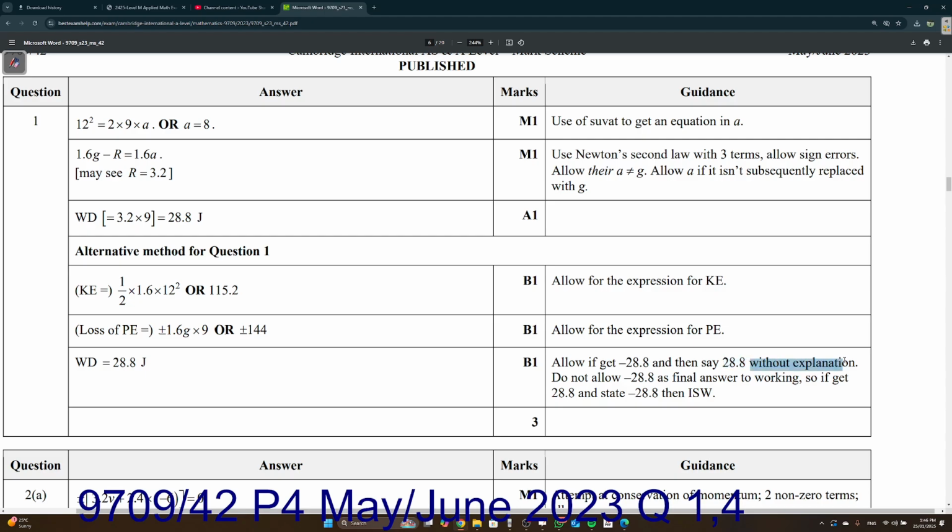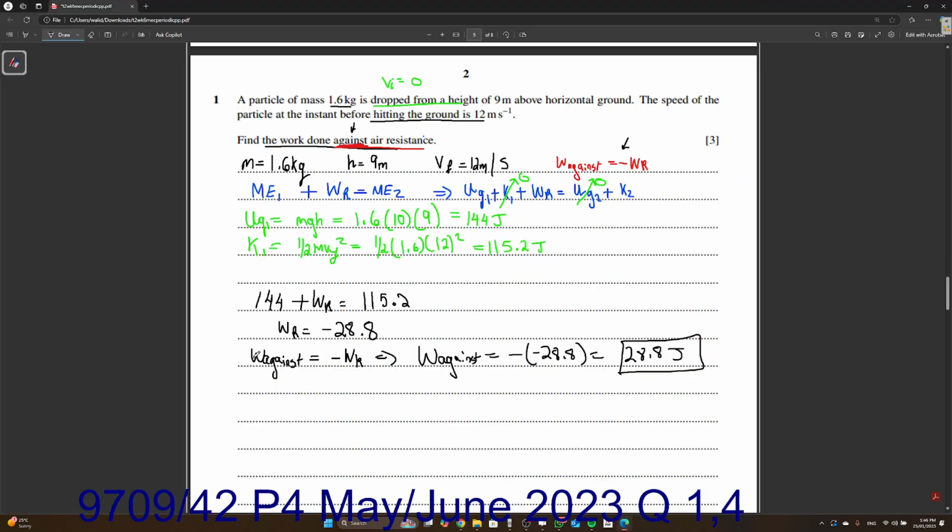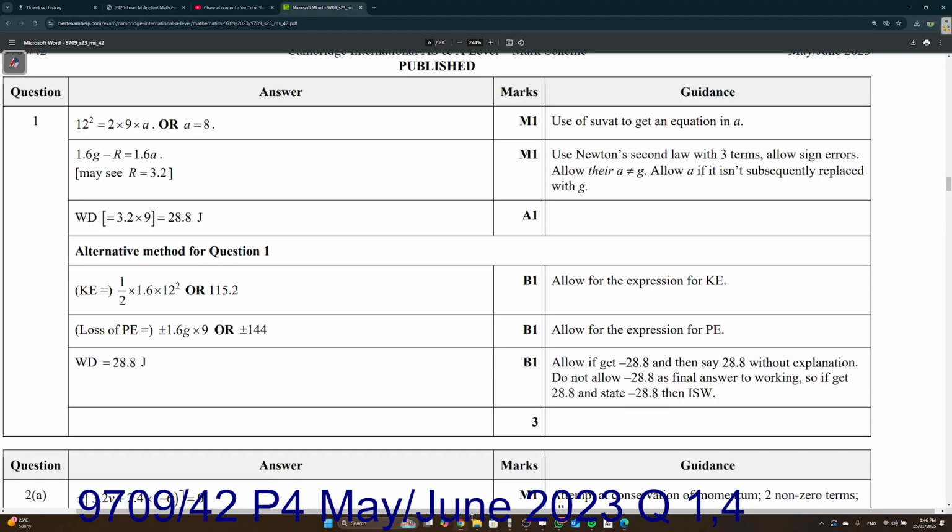Okay, it's fine. If you don't explain why, it's fine. But if you got negative 28.8 and just said work done against equals 28.8 without an explanation, that's fine. You don't need an explanation. They said do not allow if you get negative 28.8 as a final answer. Okay, yeah, that's it. That's question 1 done.